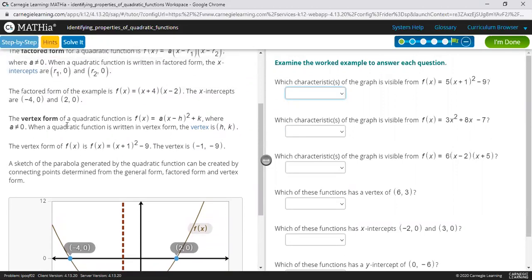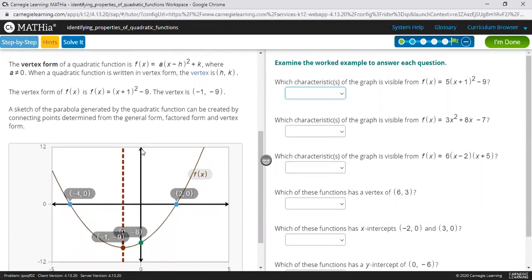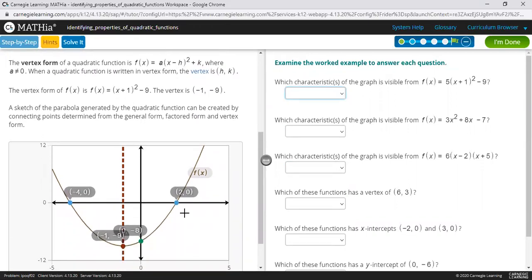And then in the vertex form, we can see obviously our vertex. So that's our (h, k). So here in this example, it says plus 1 minus 9. So remember, that's always the opposite there. So our vertex is going to be at (-1, -9). And there it is down there.